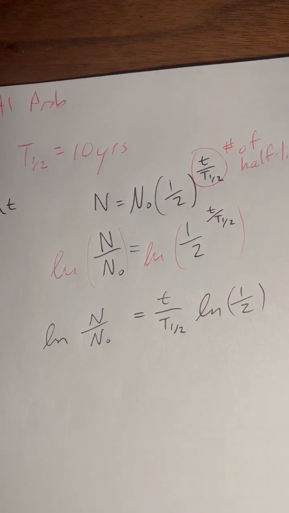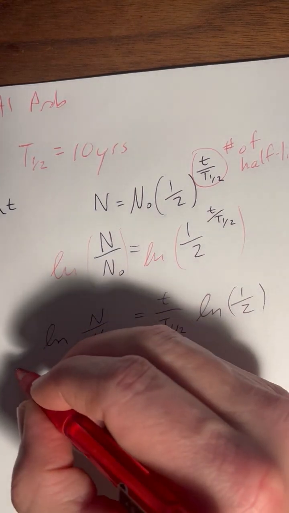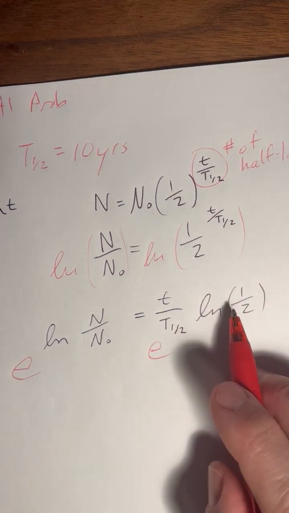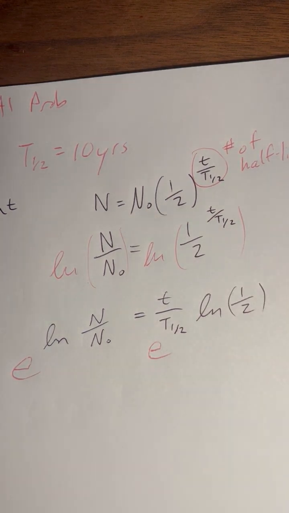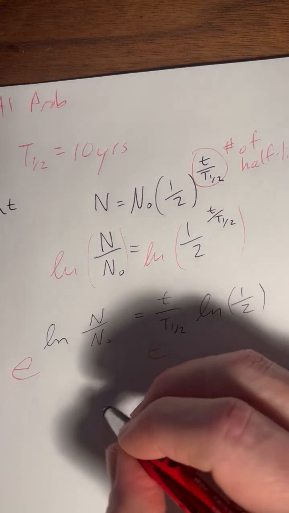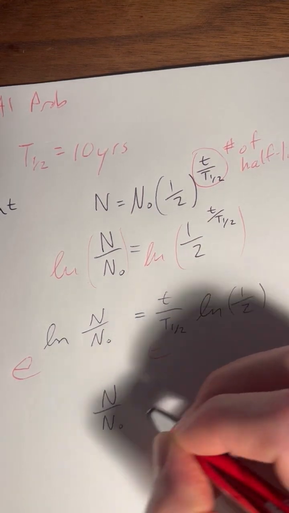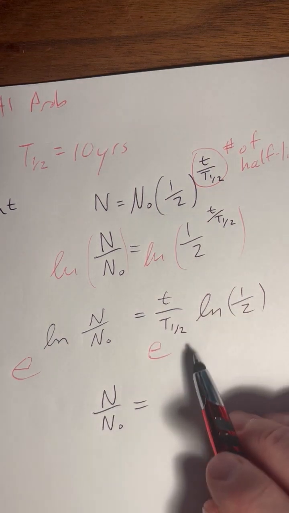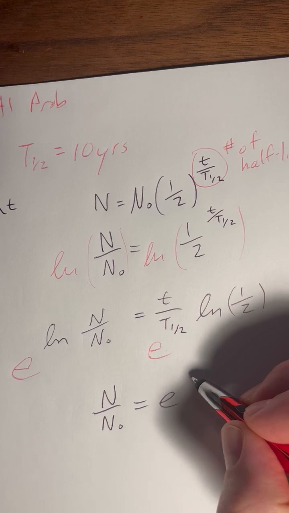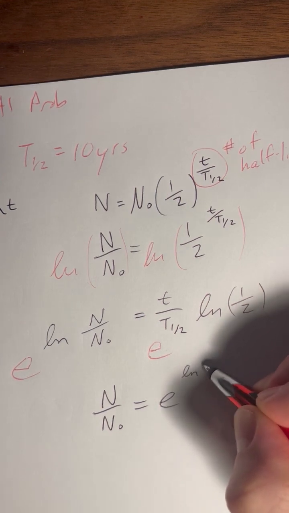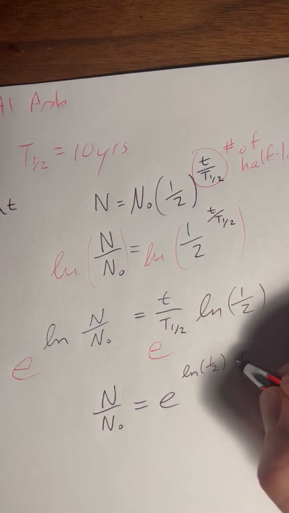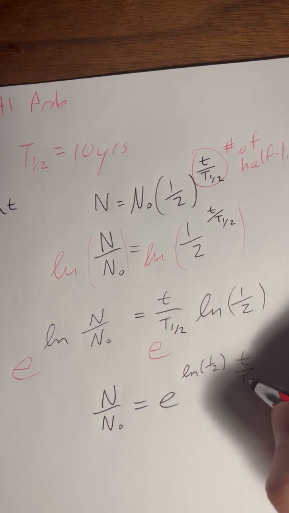And now what I can do is I can basically make all of this into an exponent of E, and all of this of an exponent of E. And this just disappears. So over here, this is just n over n naught. And this is now e to the power of all this, okay? So this is e, and I'm going to write it like this, the ln of 1/2 times t over the half-life.